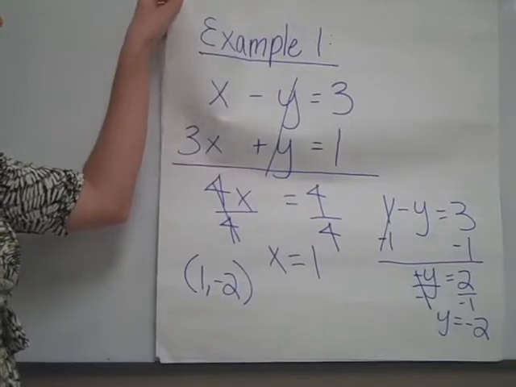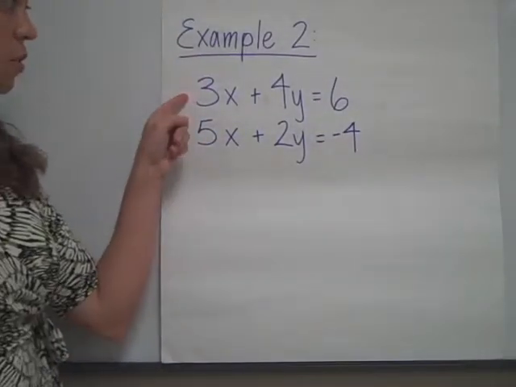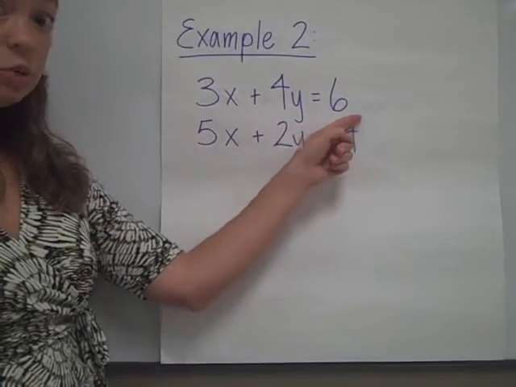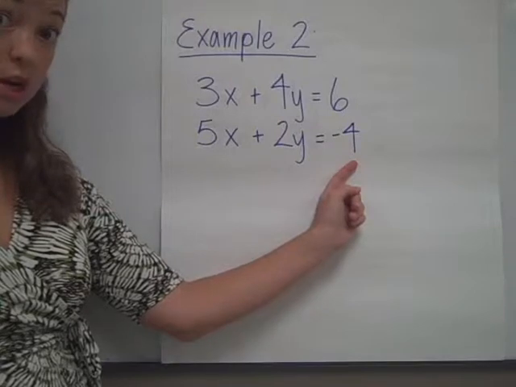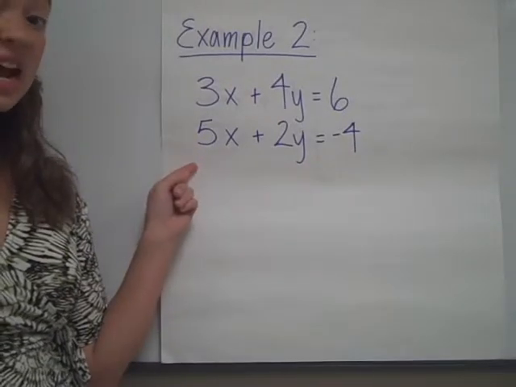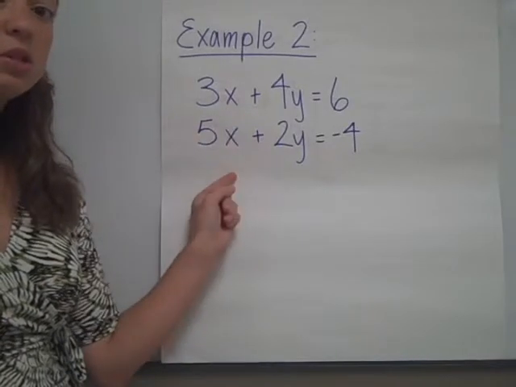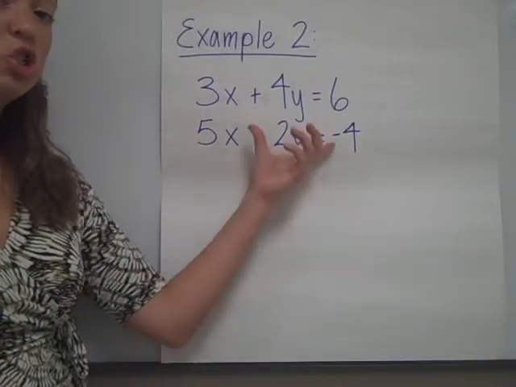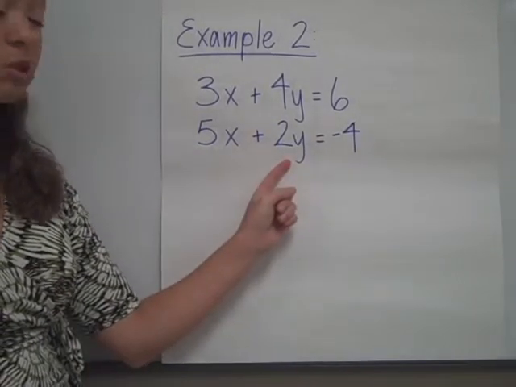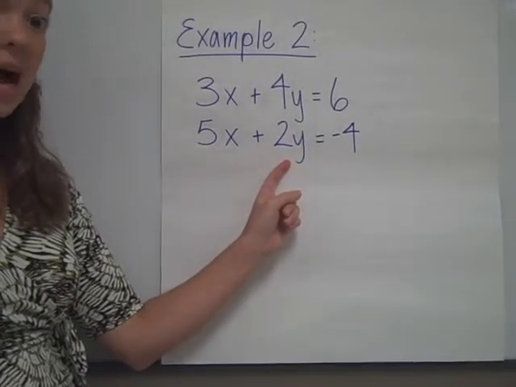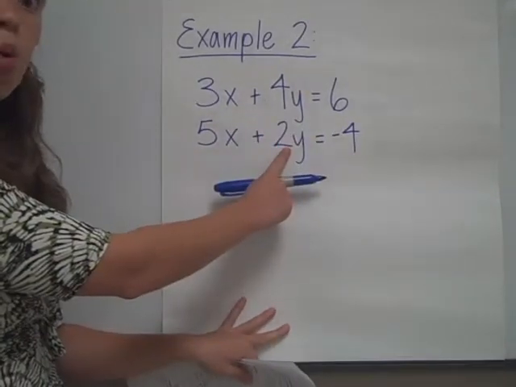Looking at my second example. Here I have 3x plus 4y equals 6, and 5x plus 2y equals negative 4. In this case, I don't have anything that I can automatically eliminate. So I want to look and see where I can multiply by something in one of my equations to make one of my variables disappear. In this case, I'm going to multiply my second equation by a negative 2. When I do that, that's going to eliminate my y.